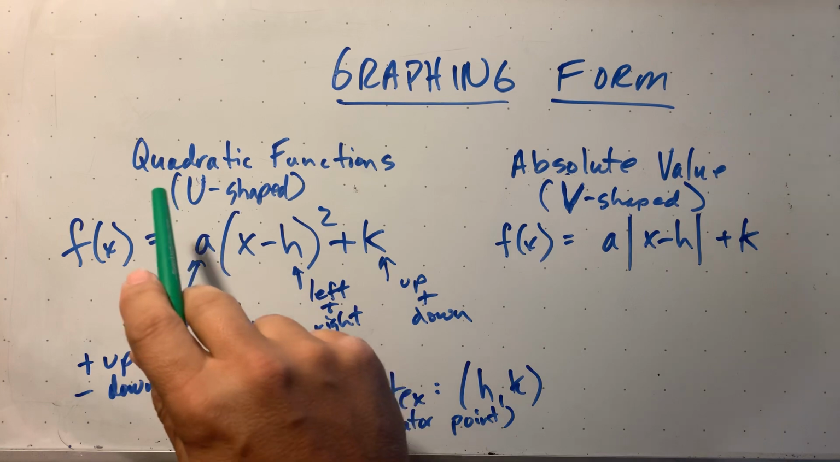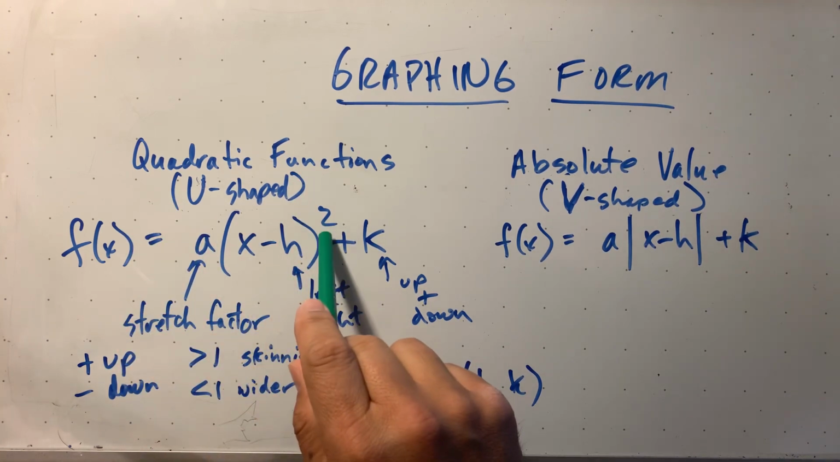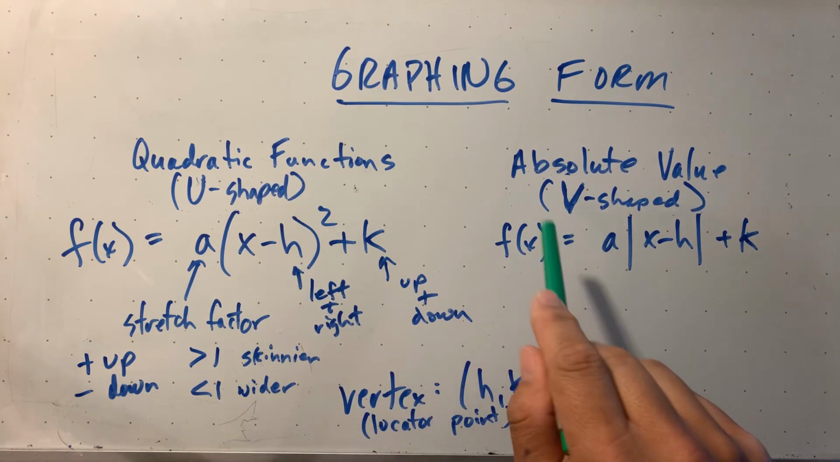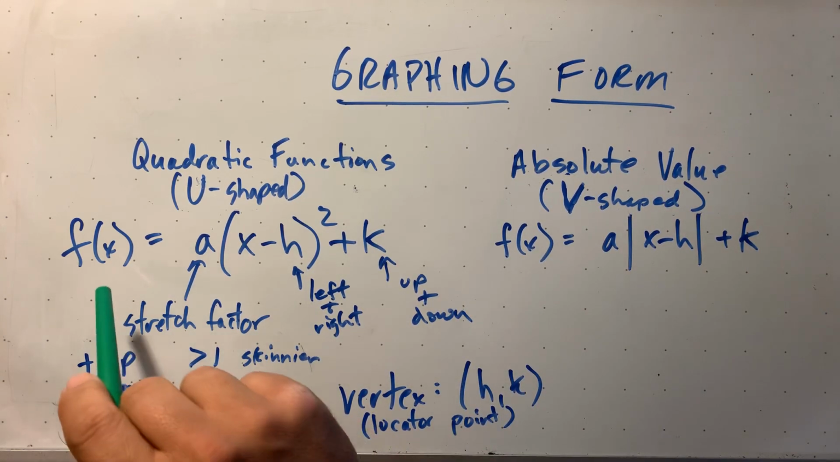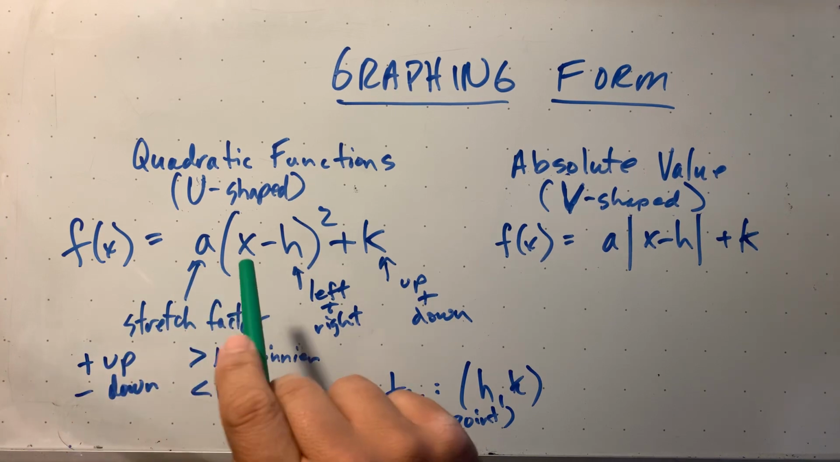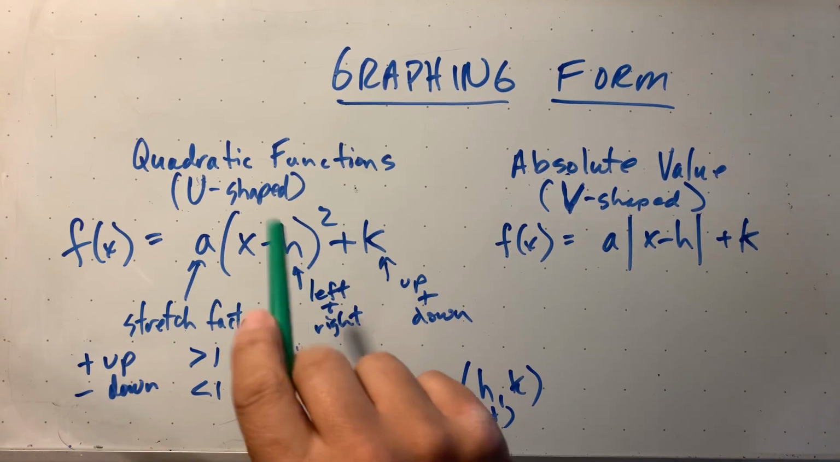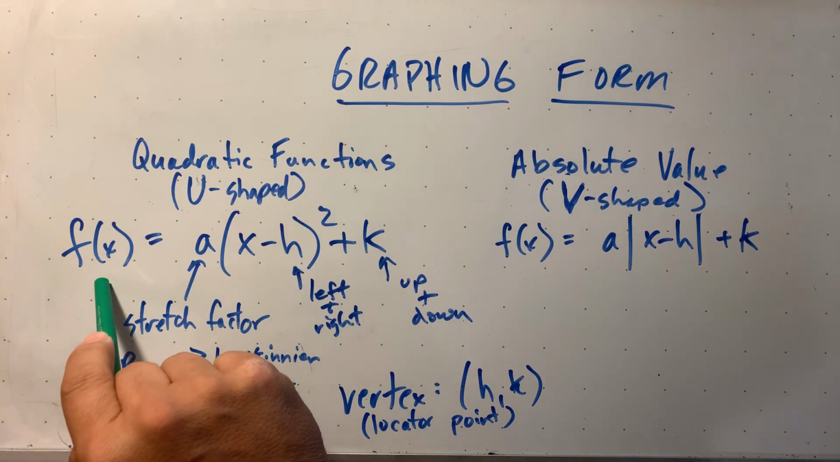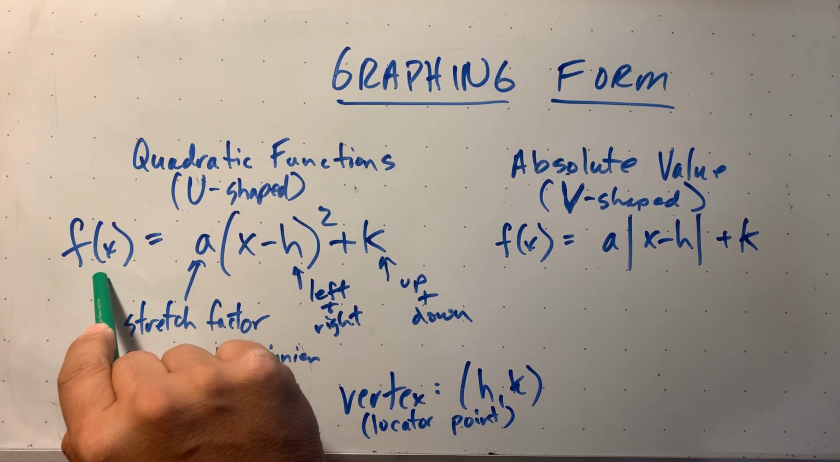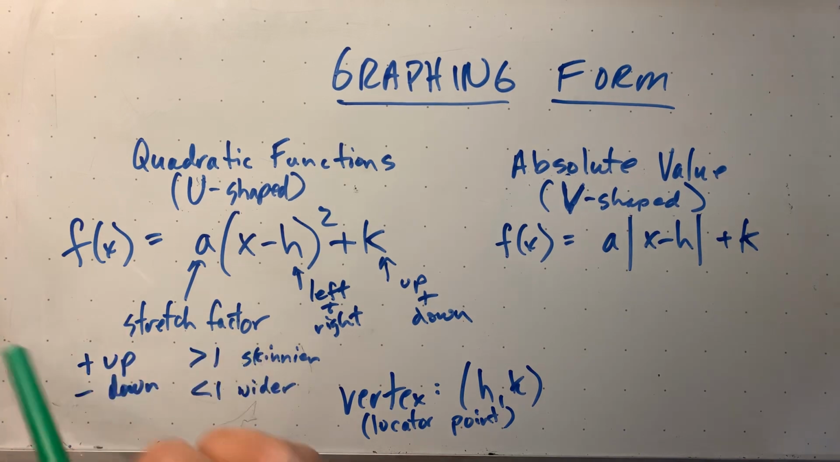Remember, a quadratic function is going to be U-shaped, so it's going to have that squared term, and then absolute value is going to look like a V-shaped object when we graph it. This is the generic form. So f of x is equal to a times the quantity x minus h squared plus k. This f of x can be interchangeable. It could be a y, it could be a g of x, h of x, it doesn't matter.